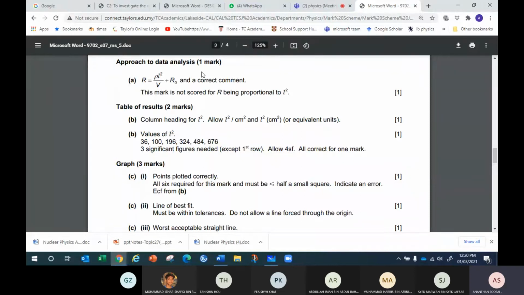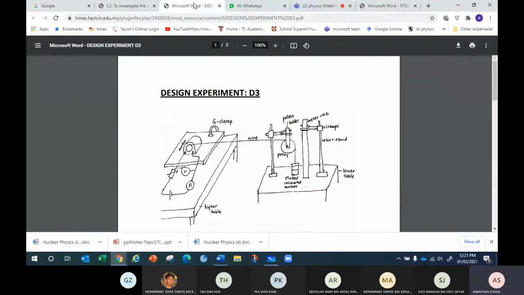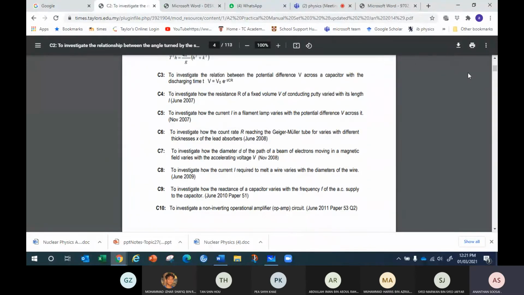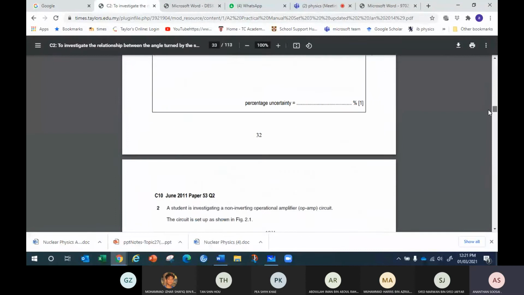First, approach to data analysis. The first mark is you rearranging it to this format: R equals rho L squared over V plus R naught. Correct comment. The question is asking for what? C4, right?